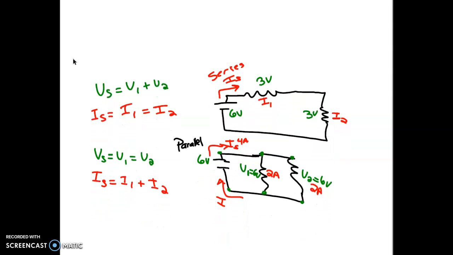Okay, so just a little reminder, in a series circuit, when we're trying to find voltage, you just add them, and then current equals the same thing at all loads, right? And then parallel is just opposite. The voltage is the same at each resistor, and the current is the sum, right? So it's just good to note that.